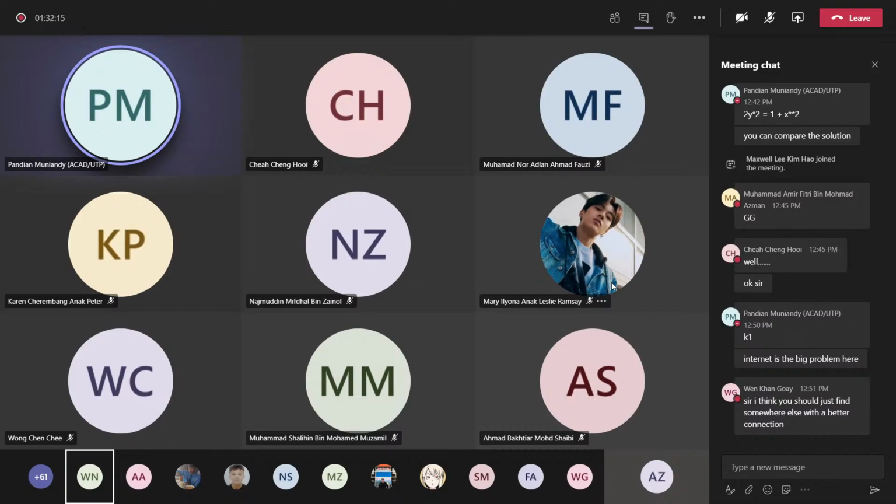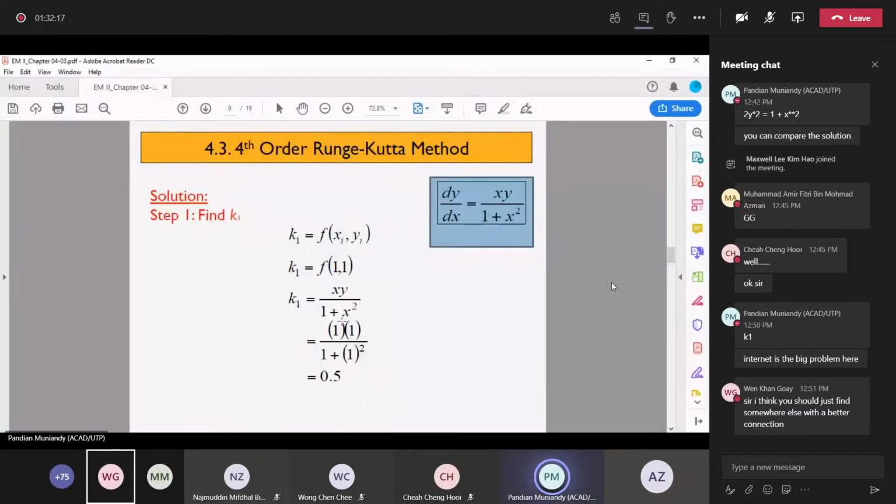So K1 equals xy over 1 plus x squared. You calculate K1 at x naught 1, y naught 1. So 1 multiplied by 1, divided by 1 plus 1 squared. This is 0.5, and this is your K1 value. Take down: 0.5. So we found K1 using the f formula.